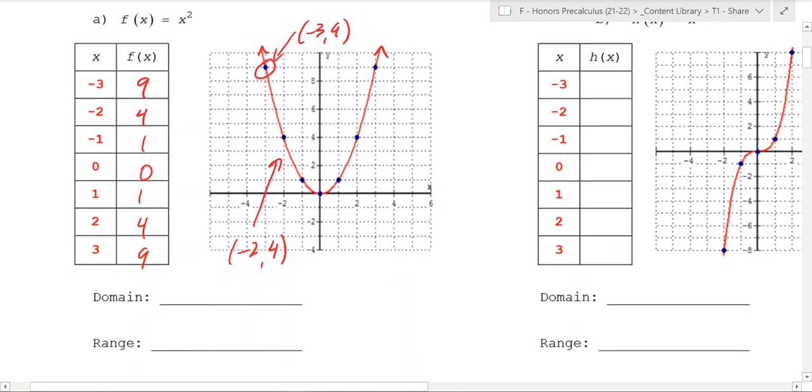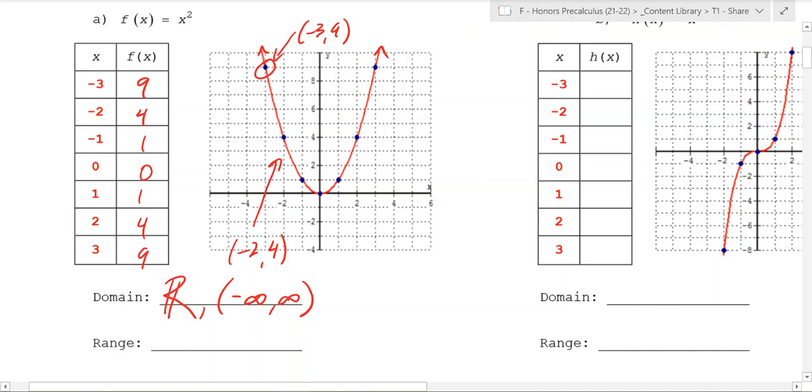So what about the domain? What's the set of all input values? Well, is there anything x can't be? Are there any numbers you can't plug in? No. So the set of all real numbers is denoted R with this double-bar R. Another way to write it is in set notation, -infinity to infinity. Now, it's not really accurate to say to infinity. Infinity is a concept.